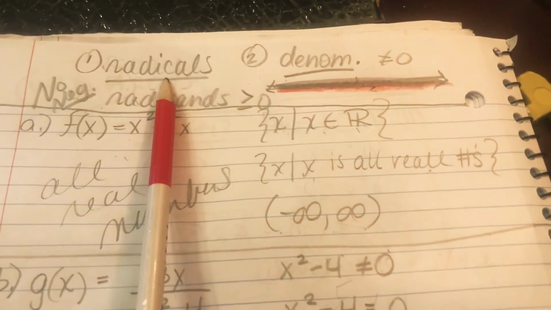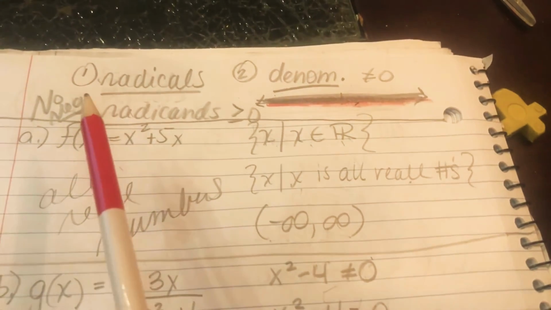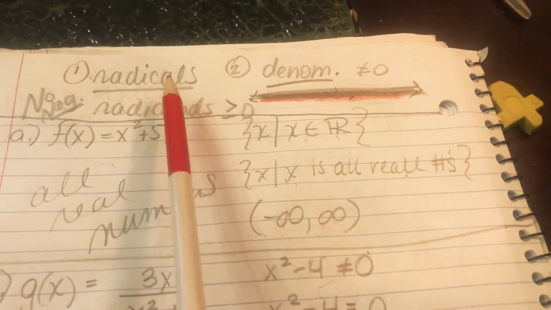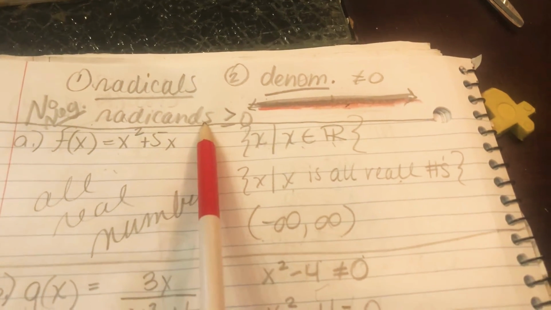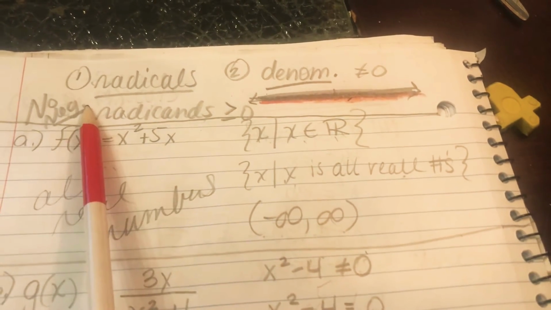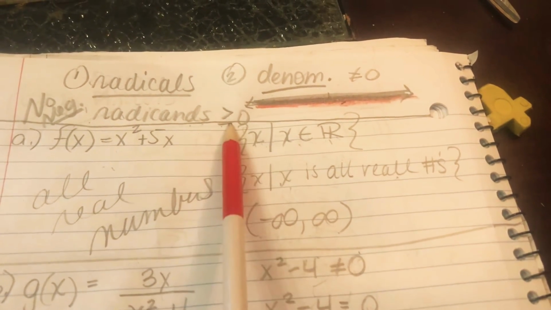Sorry. Okay, so we're checking for radicals, right? Any radicals with square roots or fourth roots of even degree, but we're only doing square roots. Whatever's under the radical sign, your radicands cannot be negative, right? We know that. So that means it has to be greater than or equal to 0.